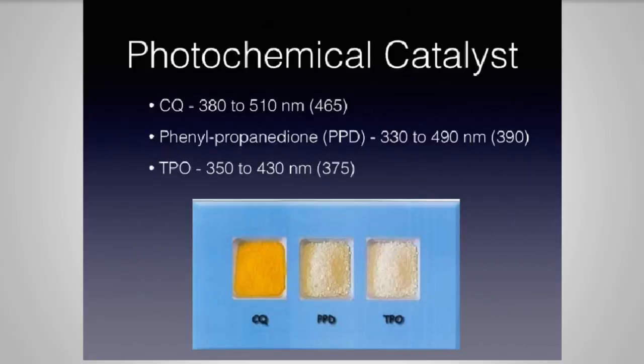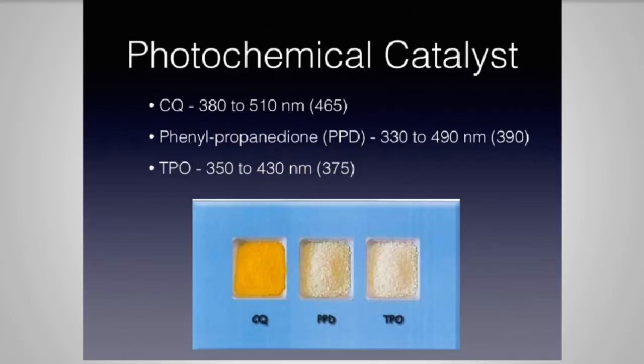The camphoquinone is polymerized basically in a range of wavelength between 380 to 510 nanometers with a peak area at 465. The PPDs are photoinitiated between 330 and 490 nanometers with a peak range in the 390 area. And the TPOs, which are initiated between 350 and 430 with a peak area at 375.